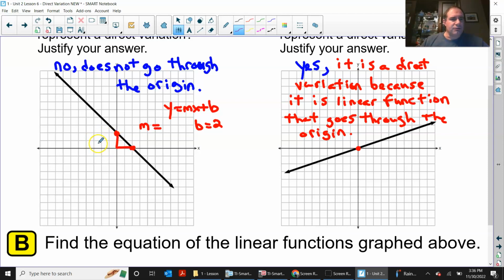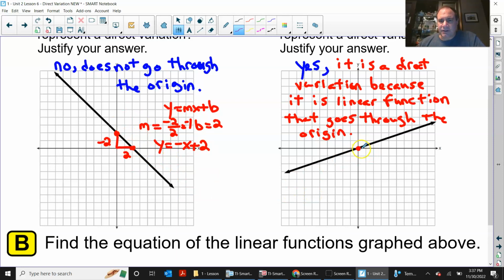So we have 1, 2. That's going down. It's negative 2. This is positive 2. The rise over run is negative 2 over positive 2. That is a negative 1. So the equation of this line is negative 1x, which is negative x, plus 2. Equation of the line, not a direct variation.